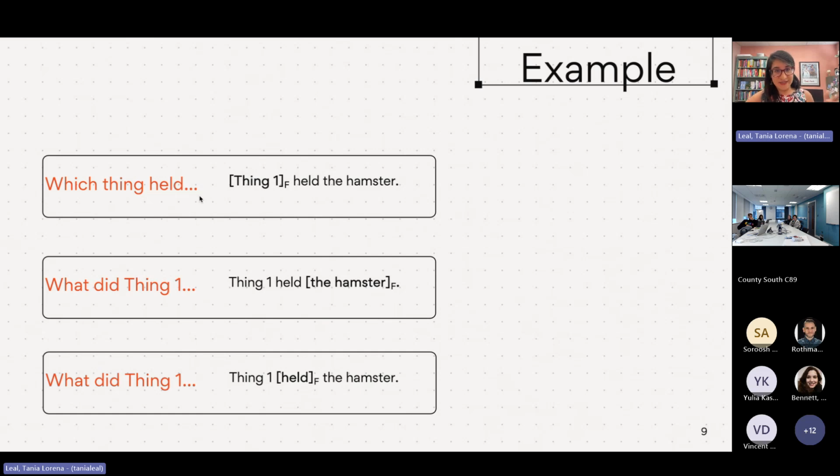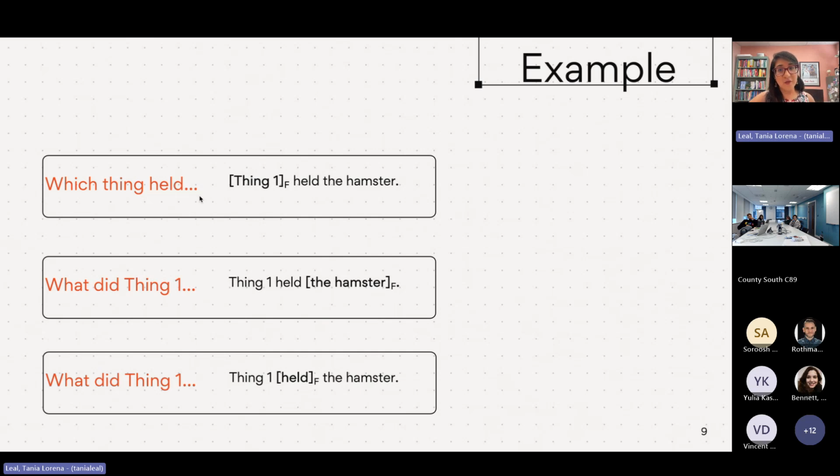Here, the sentences are identical. Thing one is what I like to call my oldest daughter. And we have the same proposition three times, right? There's thing one, there's a holding action, and there's a hamster. In the first one, which would be the answer to "which thing held a hamster?", the focus falls on the subject. So the answer would be "Thing one held a hamster." In English, you would expect that to have prosodic prominence.